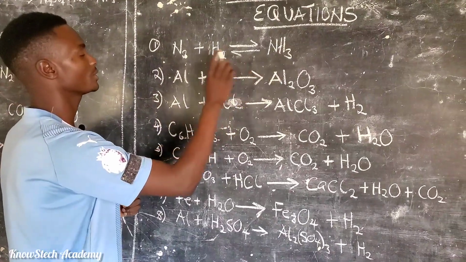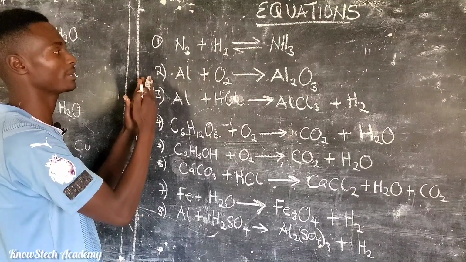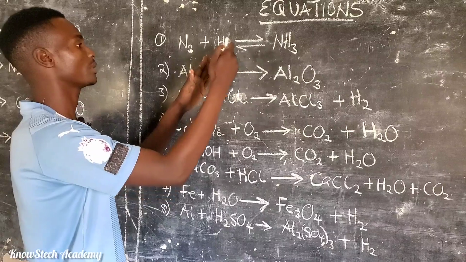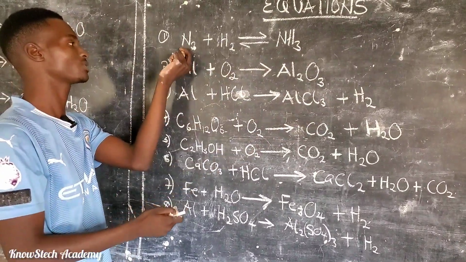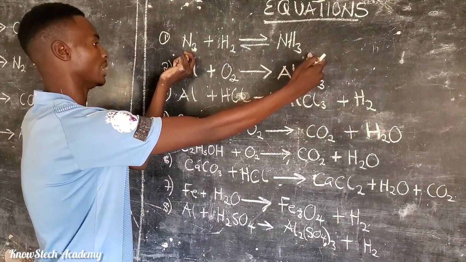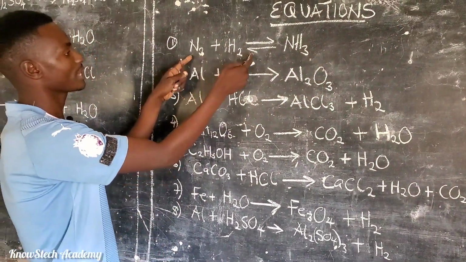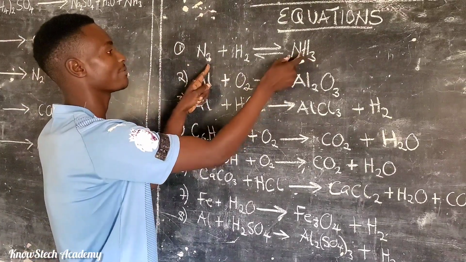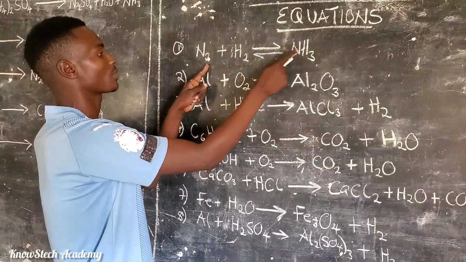balancing chemical equations, you need to know that the number of atoms of a specific element on the reactant side must be equal to the number of atoms on the product side. What I mean is, if we have two atoms of nitrogen on this side, this side should also have 2 atoms of nitrogen, or else you need to balance it. So on the reactant side, we have 2 atoms of nitrogen. Then on the product side, we only have 1 atom of nitrogen. So to balance the number of nitrogen atoms, we're going to put a 2.